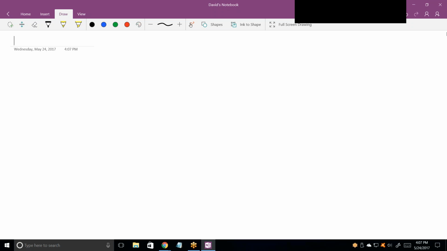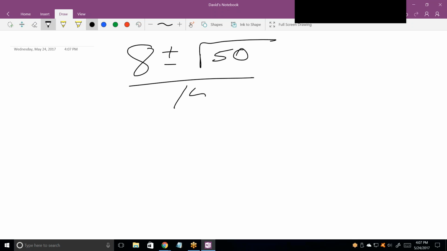Let's do this one. 8 plus or minus the square root of 50, all of that divided by 14. What do they want? Oh, sorry. They just want to simplify. Okay. Just as a note, that looks an awful lot like an answer you would get from applying the quadratic formula, right? Yeah. And it is. That's how they got it. But I can still simplify it.